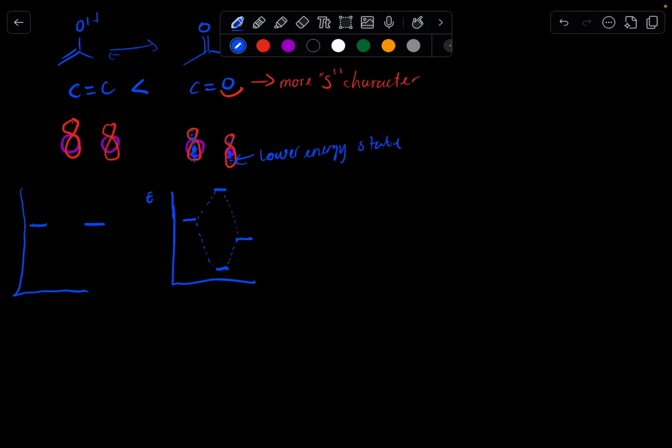But if two CC orbitals were to overlap, you would have a bonding orbital of low energy, but not as low as the CO double bond overlap. And you would have an anti-bonding of low energy as well, but again, it would not be as high as the anti-bonding of the CO double bond. And so this lower energy state is much preferred by the molecule.